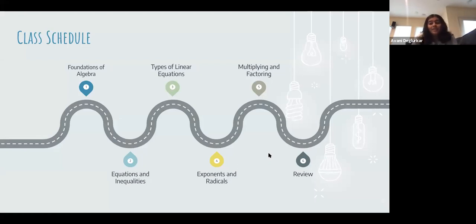This is a 6-week long class. This week we're going to be talking about the foundation of algebra. Next week we're going to go through equations and inequalities. The third week we're going to go through types of linear equations. After that we'll talk about exponents and radicals, then multiplying and factoring, and the last week we'll do a big review.